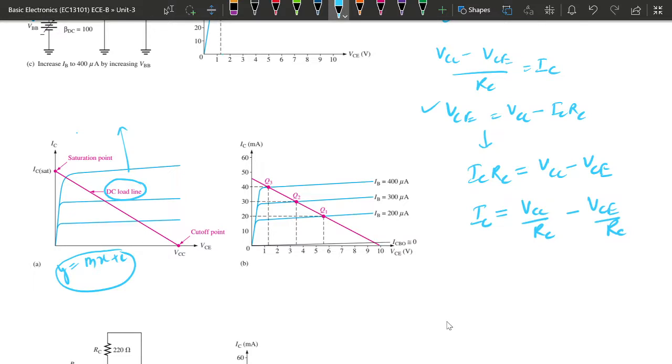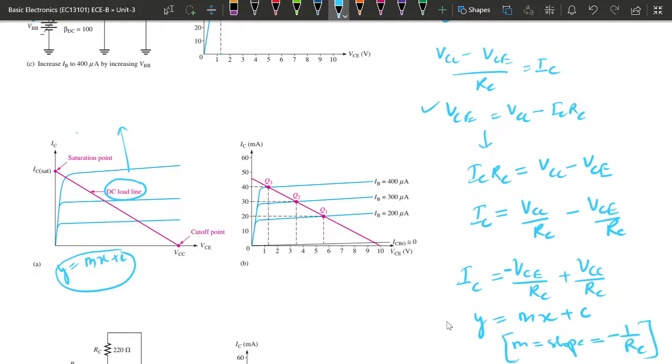So this is on the x-axis. So it will be like IC equals V minus VCE by RC plus VCC by RC. So it is equal to y equals mx plus c, where m is the slope, which will be minus 1 by RC. Okay, so this plot will be this one.